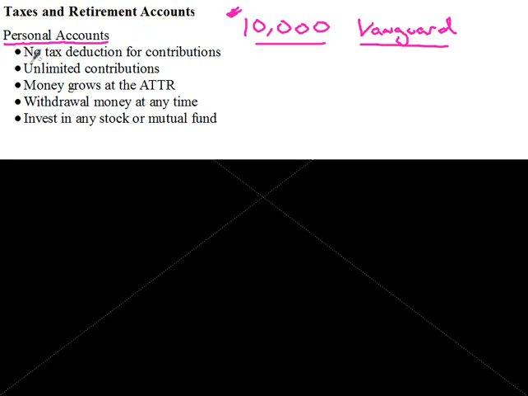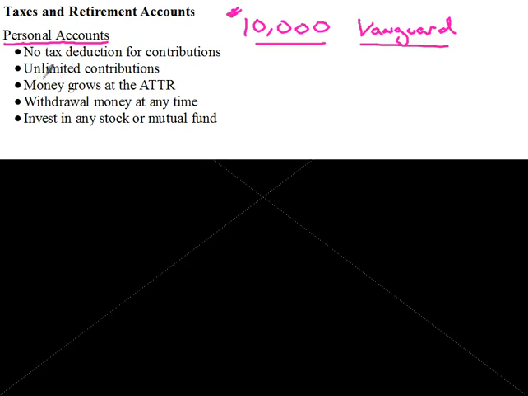Well, first of all, there are no tax deductions on those contributions. The money that you put in is called the contribution. You contributed $10,000 to this Vanguard account. There's no tax deduction. And you might say, well, okay, no kidding, why should there be a tax deduction? But we're going to see that the tax deductions are going to matter for retirement accounts. But right now, in a personal account, no tax deduction.